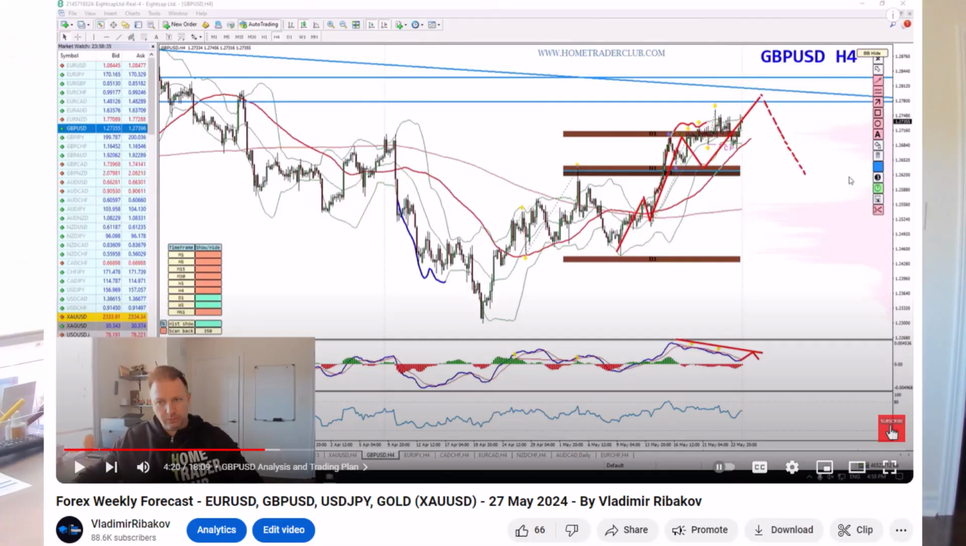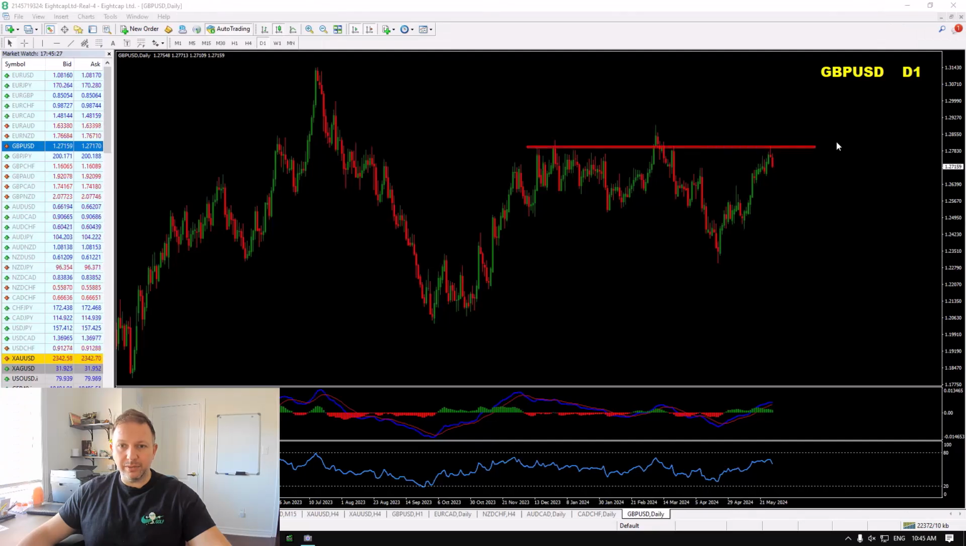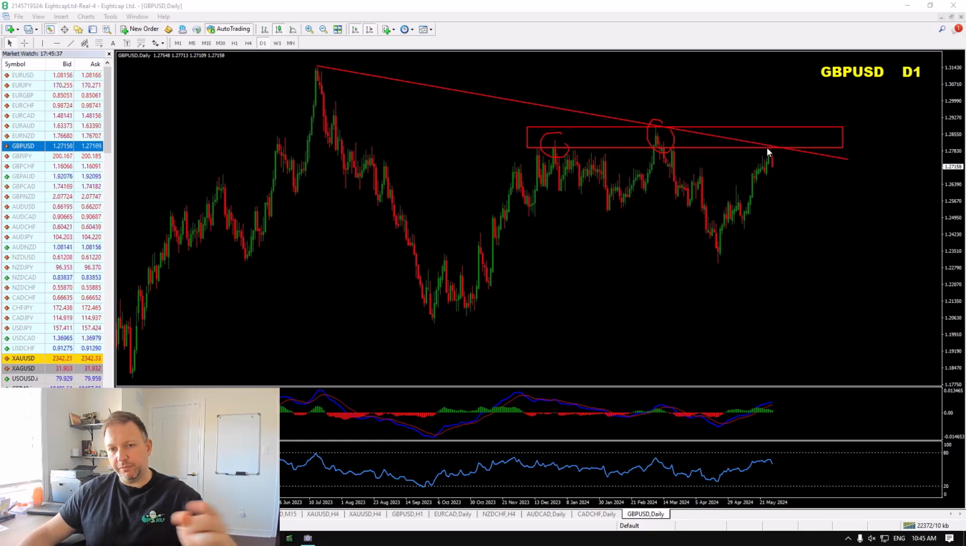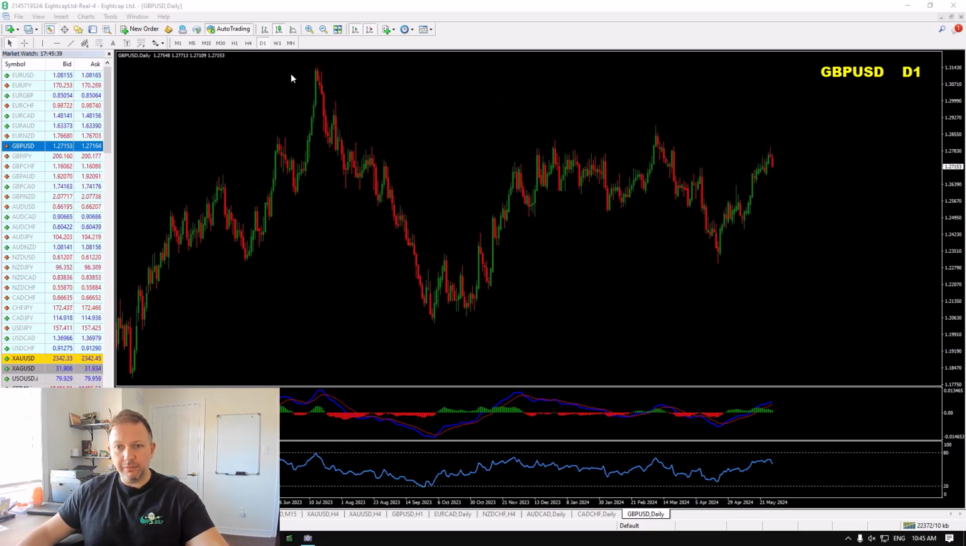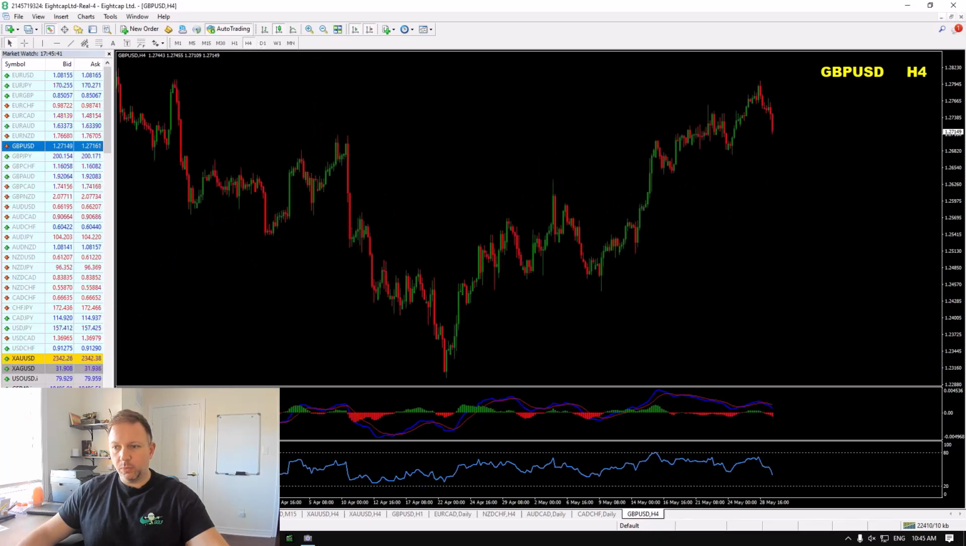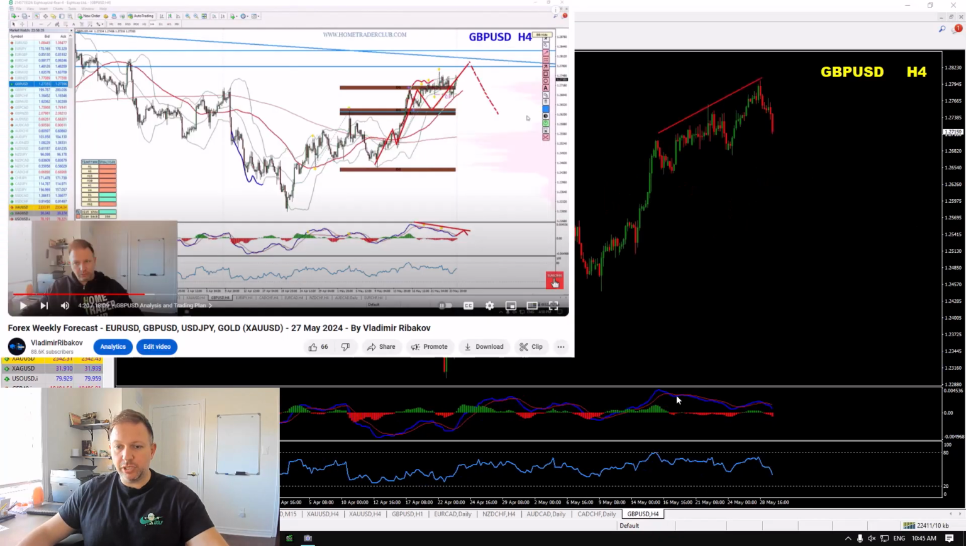On the recent weekly forecast, we discussed the pound dollar: as soon as we enter this very area, which is a major supply zone on a daily chart, and as soon as we get the bounce off the falling trend line on the 4-hour chart, we're going to experience bearish divergence and potential bounces to the downside.